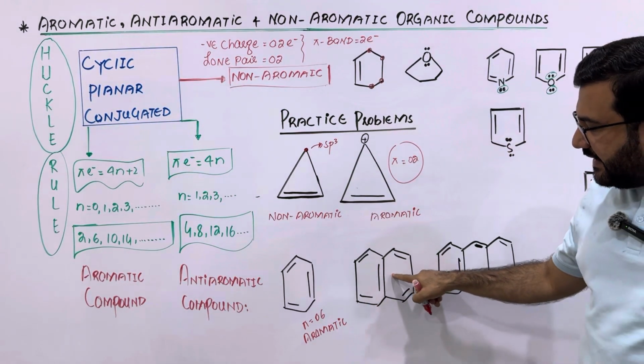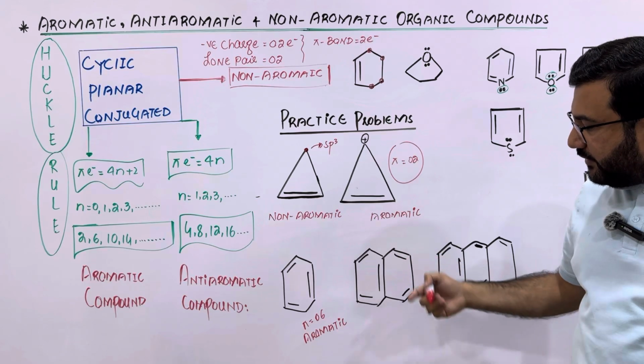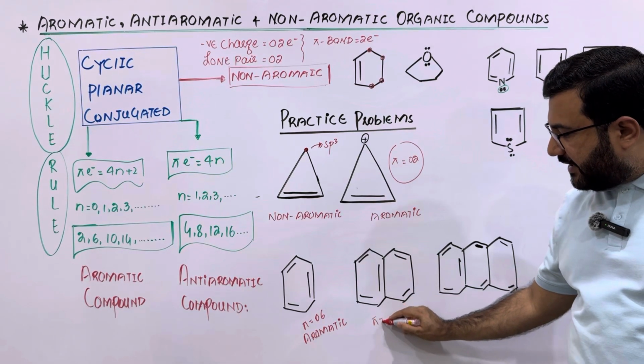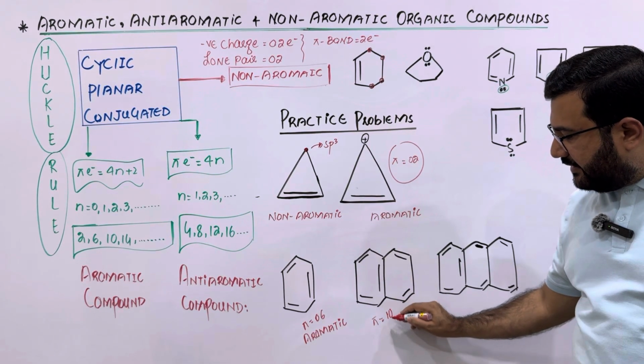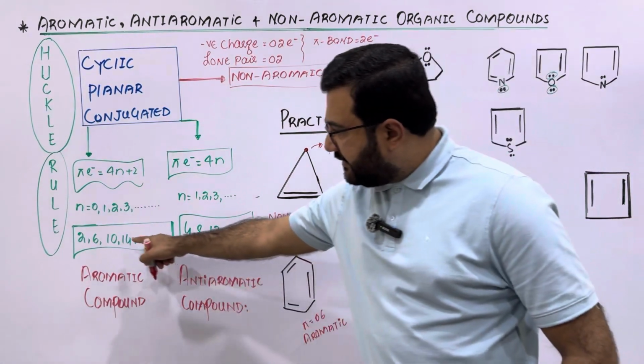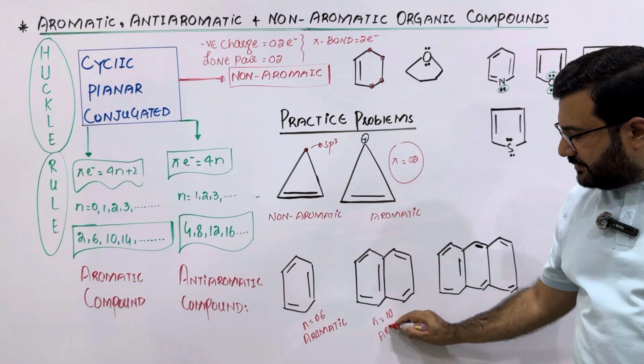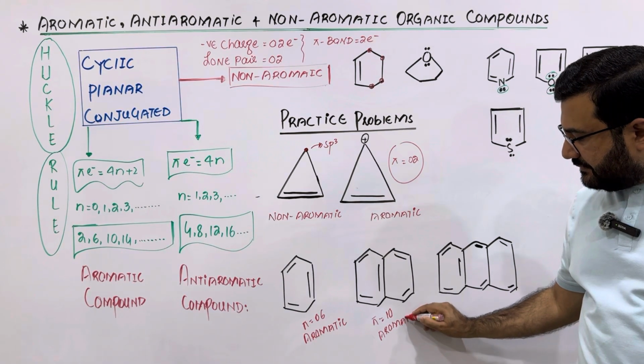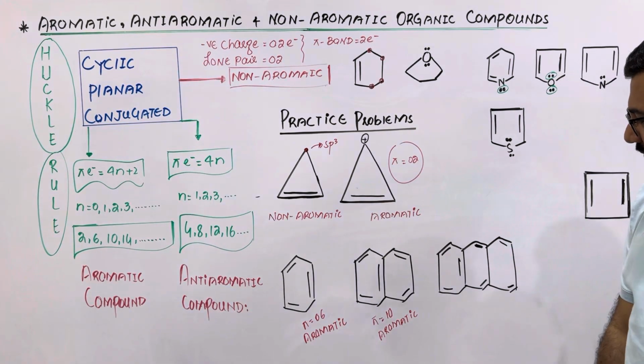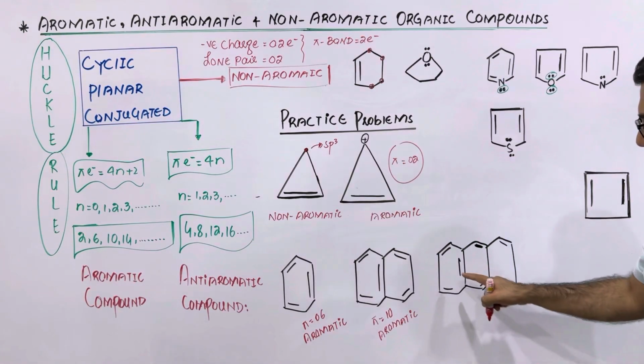Similarly, this one is naphthalene. It is cyclic, planar, and conjugated. And as there are 5 pi bonds, it will have 10 pi electrons. And again, this number 10 is seen in Huckel's formula. So that will also be considered aromatic. Similarly, my dear students, this is anthracene.